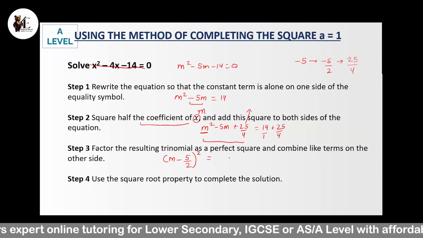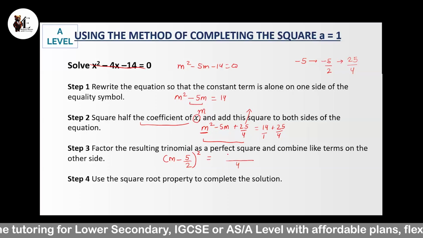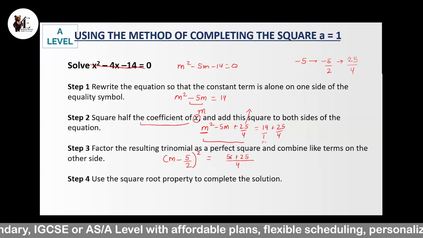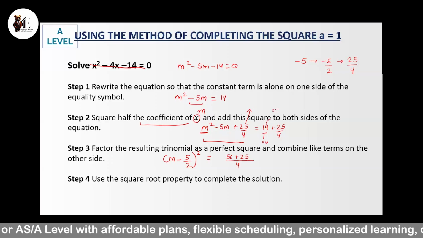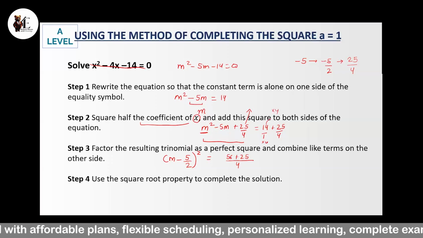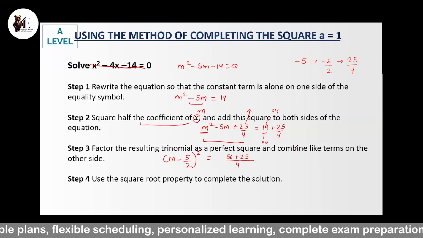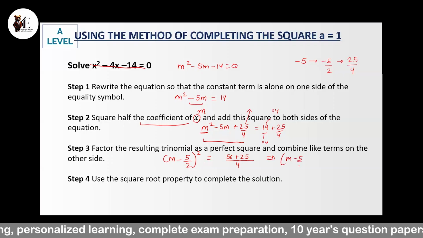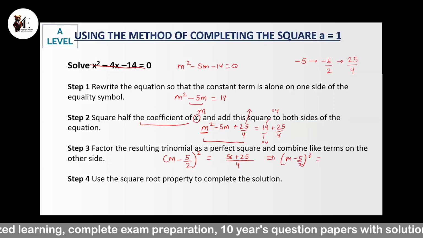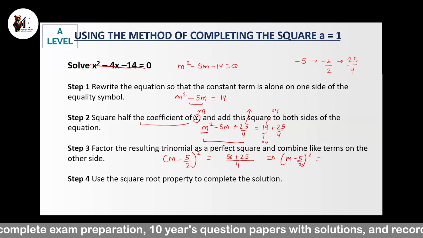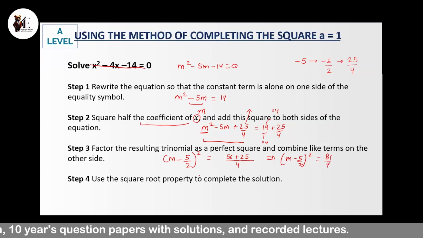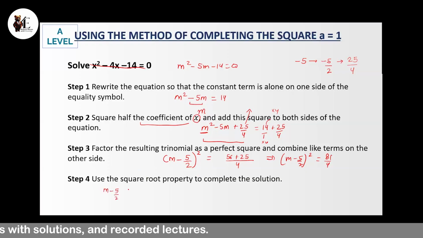Then you have to take the LCM. So the LCM will be 4, and 56 plus 25, because 1 will be multiplied by 4, so the numerator will also be multiplied by 4. So 14 into 4 will be 56. I'm writing here: m minus 5 over 2 whole square equals 56 plus 25, that will be 81 over 4. In the last step, you have to remove the square and put the square root on the other side.